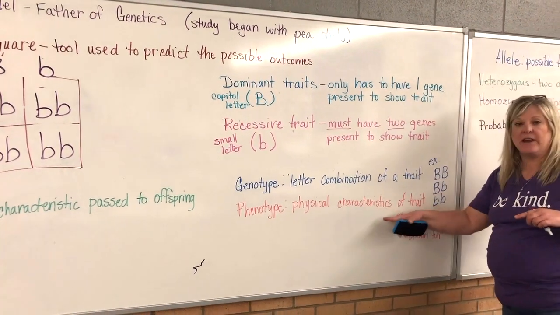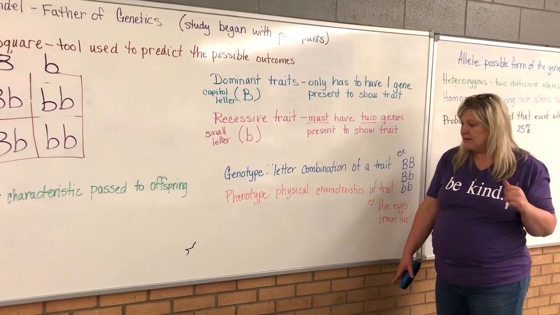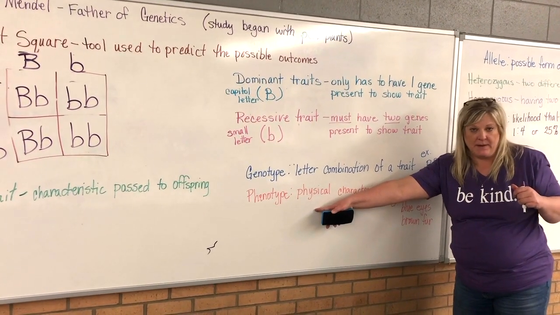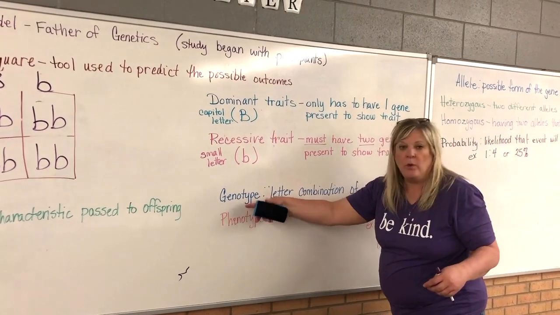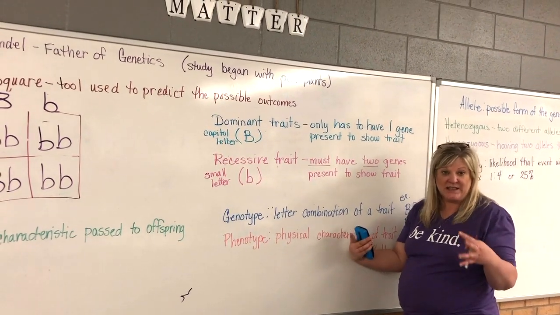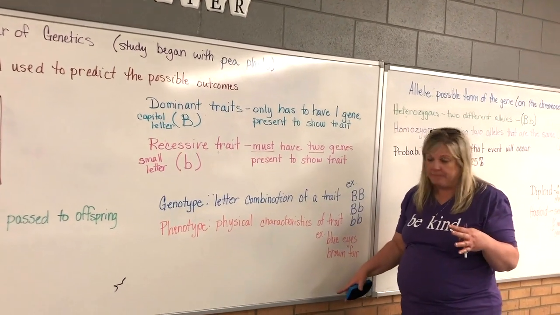Phenotype is the physical characteristic. Remember when I said my sister had brown eyes and I have blue eyes? That's the phenotype. Pheno is like physical. Geno is the genes, what the genes tell us. Okay? That's genotype and phenotype.